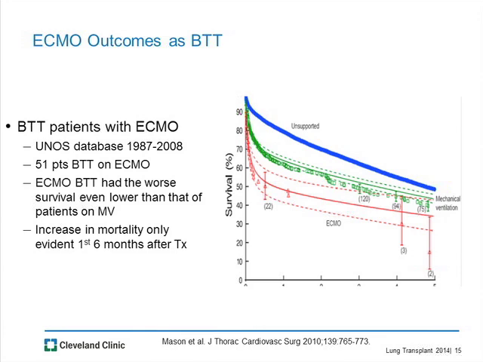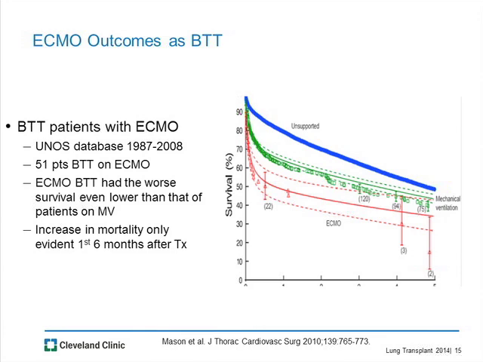and their survival. And this study looked at the UNOS database from 1987 to 2008 and identified 51 patients total that were bridged to transplant on ECMO. The study found the ECMO-bridged patients had the worst survival, even lower than that of those patients that were on mechanical ventilation, and you can compare the green line and the red line. There was an increase in mortality that was only evident, though, the first 6 months after transplant.